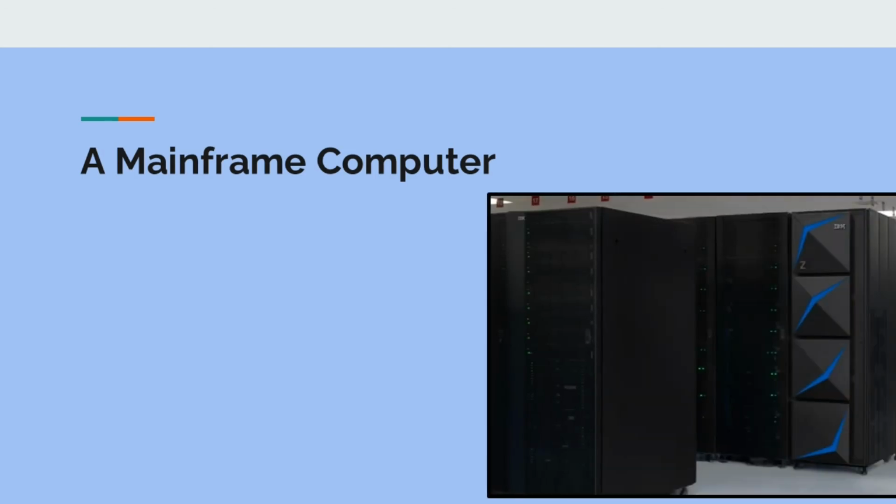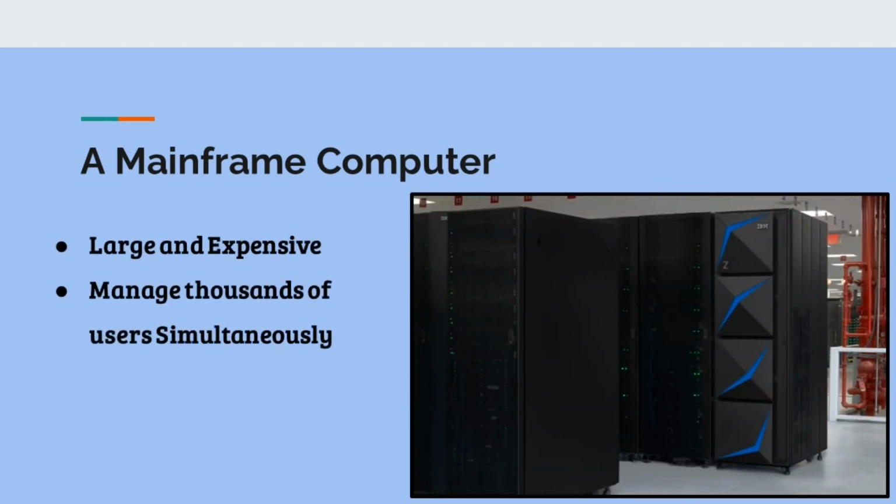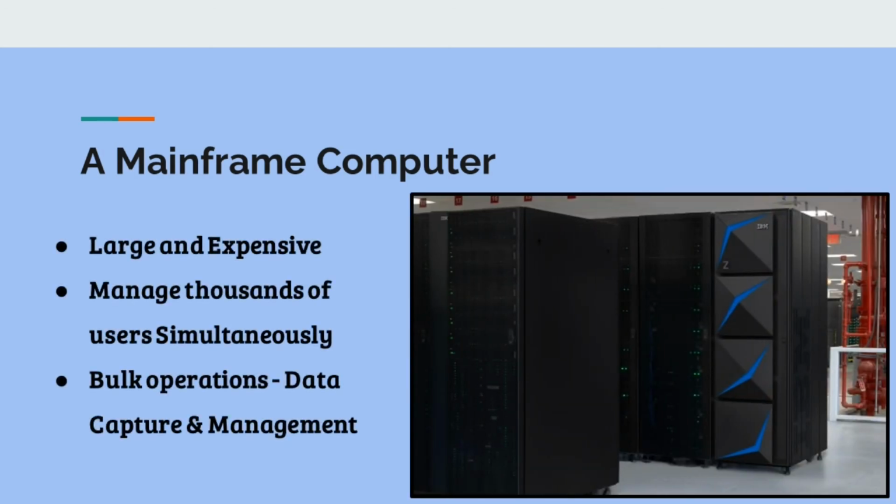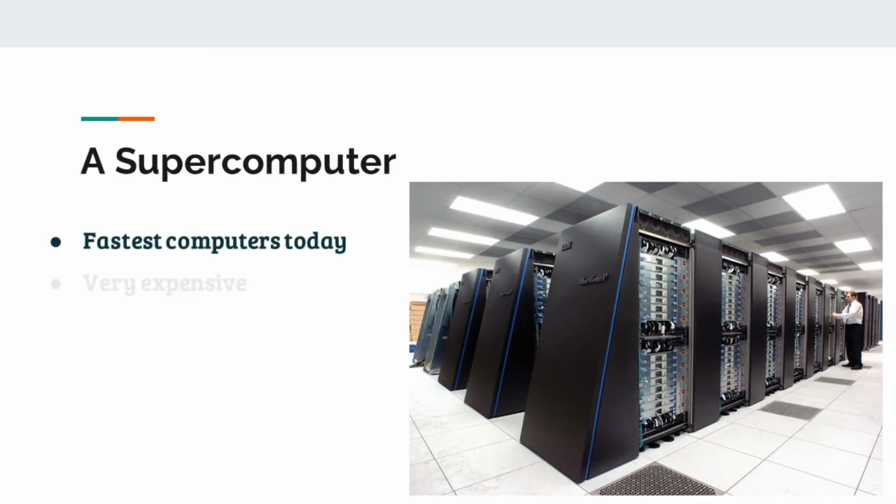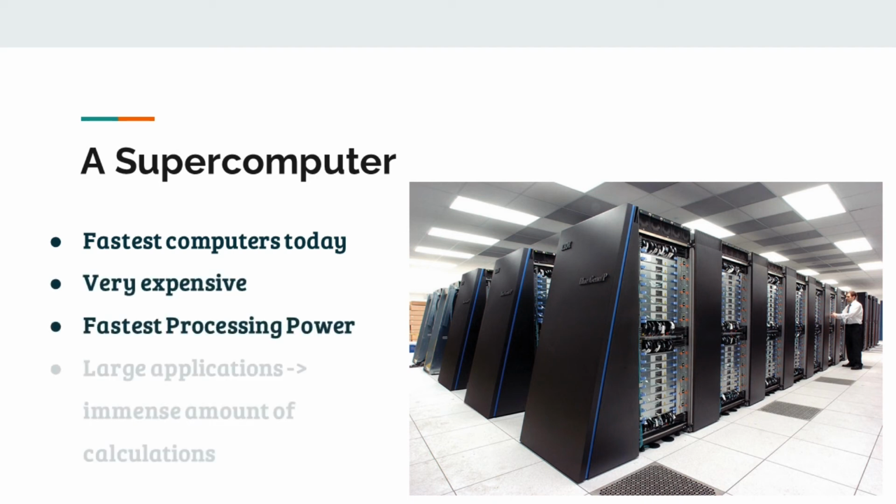A mainframe computer is generally a large and expensive computer. It can manage thousands of users simultaneously. It is used by companies for bulk operations like data capture and management and to support large applications. Supercomputers are the fastest computers available today. They are very expensive and are used for large applications that require an immense amount of calculations.